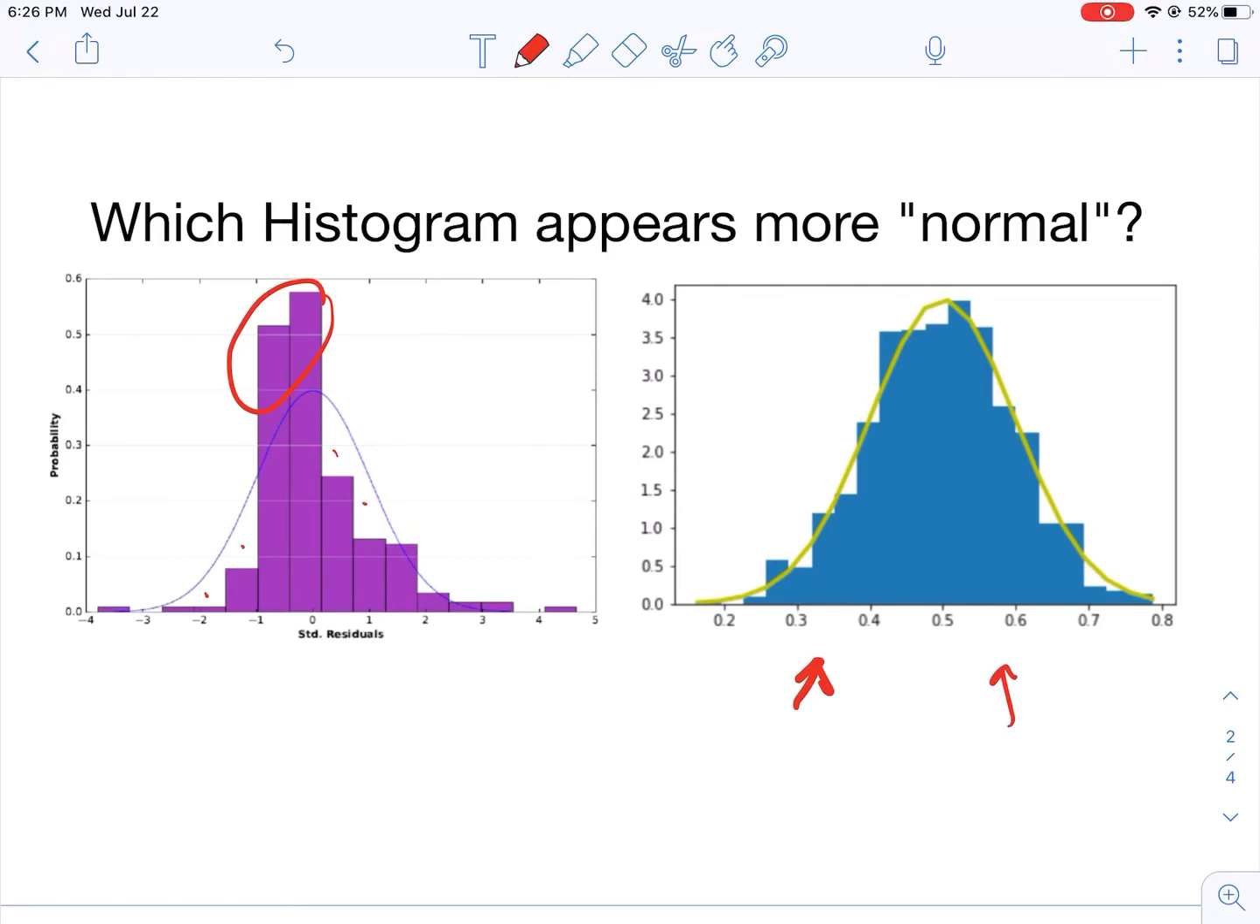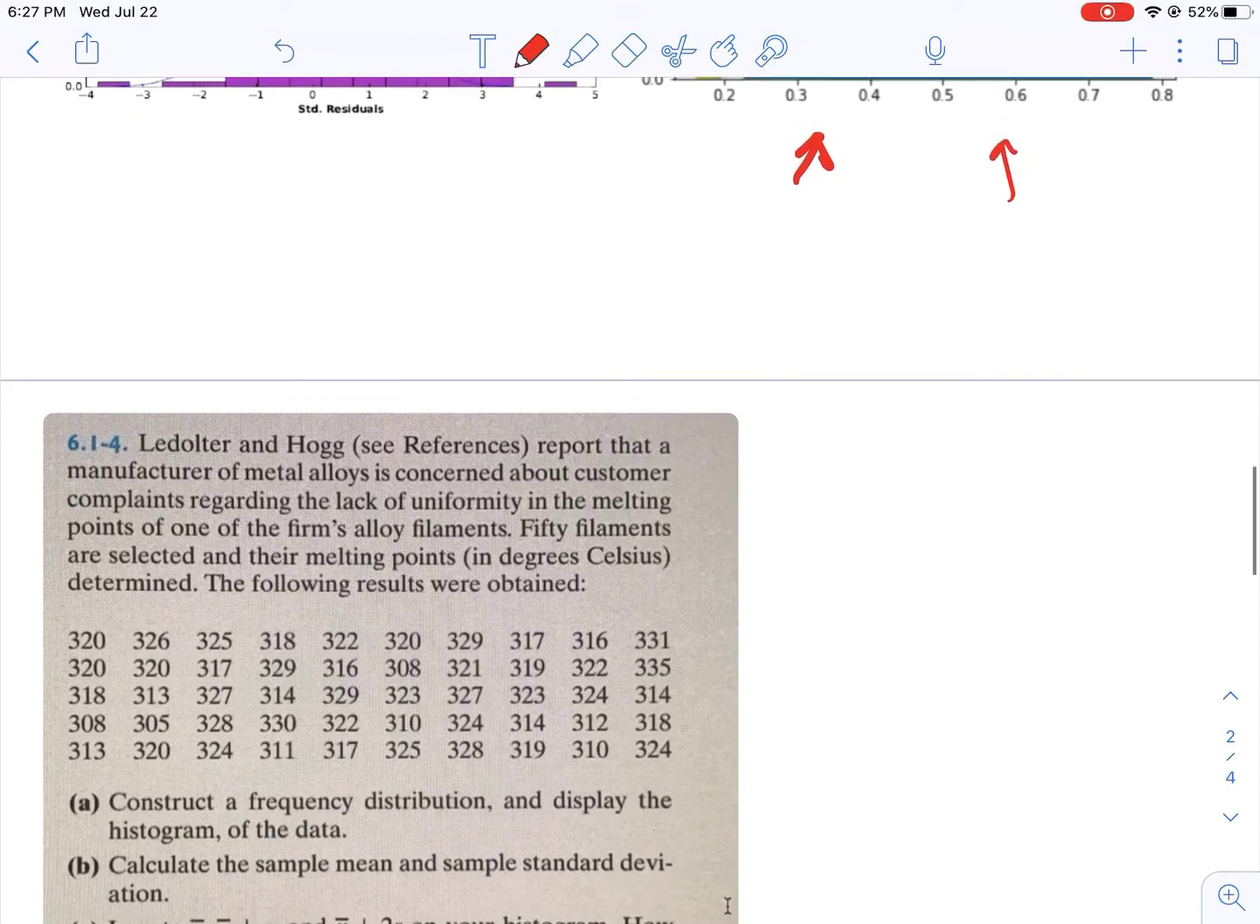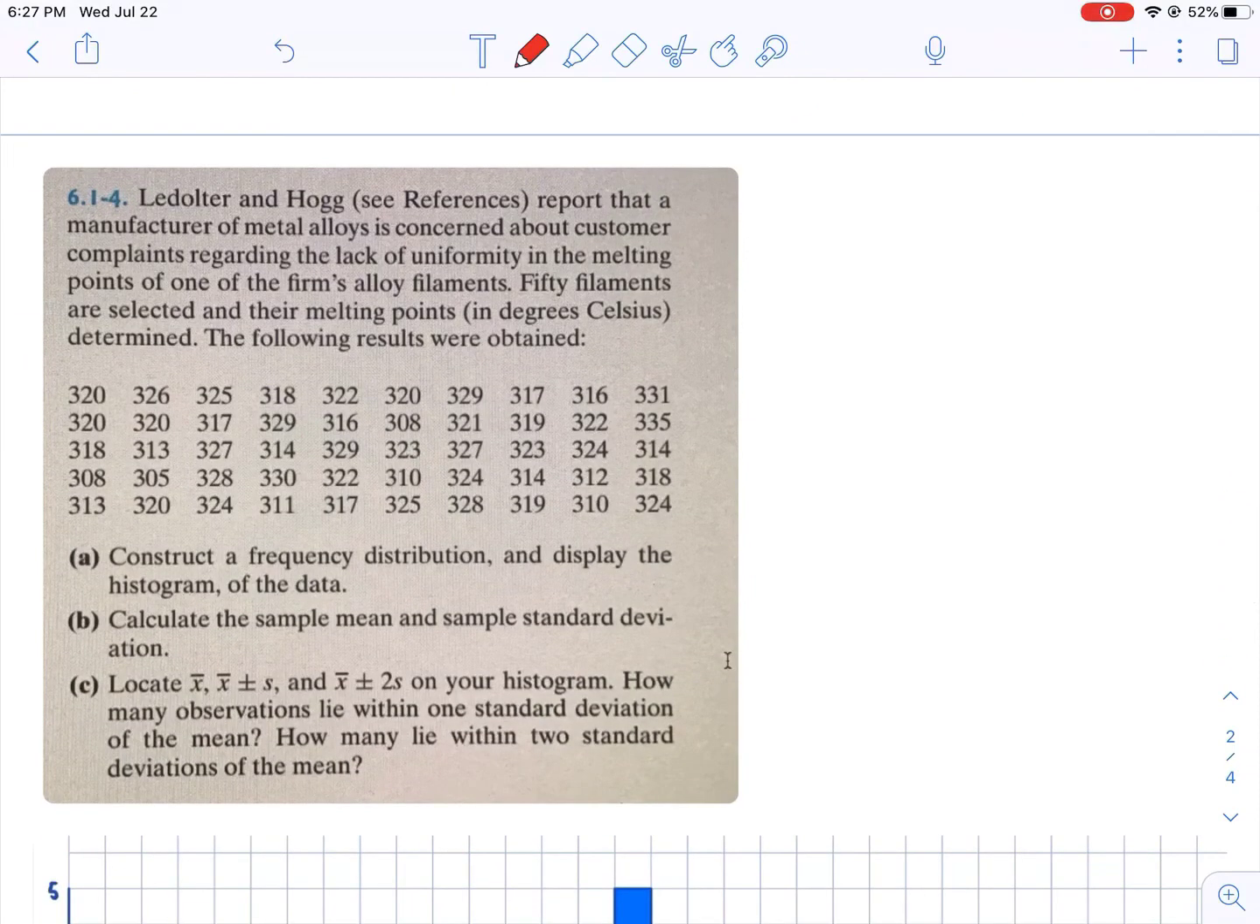And so we're going to use an example in our book, and we're going to put all of this together and then compare our data to a normal curve and see what kind of information we can get from it. So what I have here is problem 6.1-4, and it is a sample of the melting points of an alloy for a company. There's an array of 10 by 5, so we have 50 data points that we're looking at.